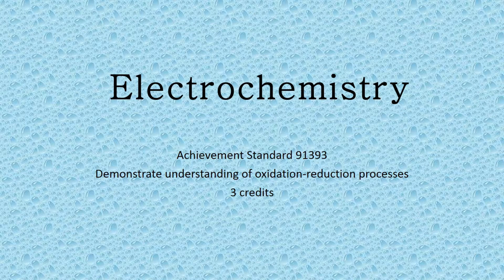Now, if you remember, oxidation reduction is a topic that you were taught last year in level 2. So you were given the fundamentals of it last year, and this year you are expected to demonstrate an understanding, so being able to apply the concept of oxidation reduction in different processes. It is worth 3 credits and it's internally assessed.